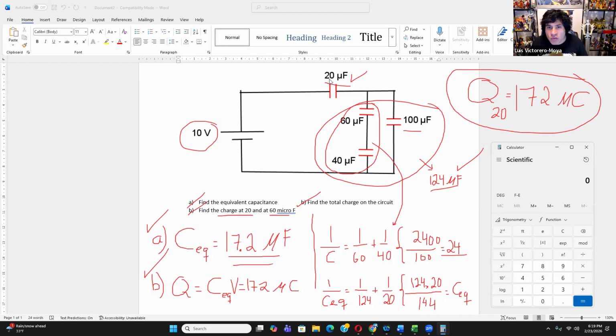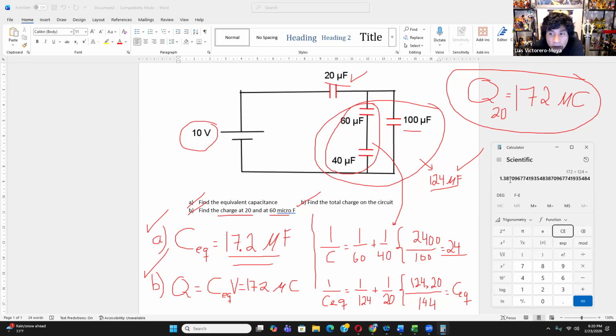This charge is the charge on 20, but it's also the charge at this 124. 124 is a combination of 60, 40, and 100. So when you divide 172 by 124, you're getting the voltage on this branch, which makes sense. It's basically 1.4. That's the voltage in here.